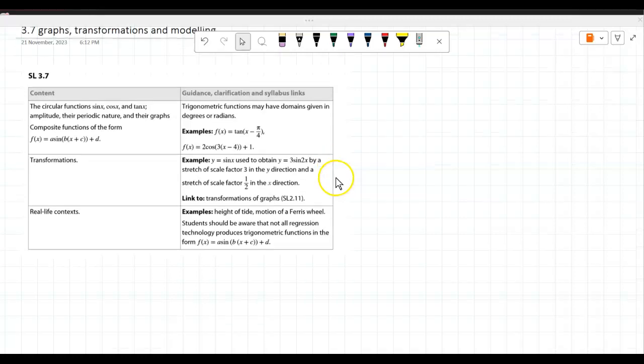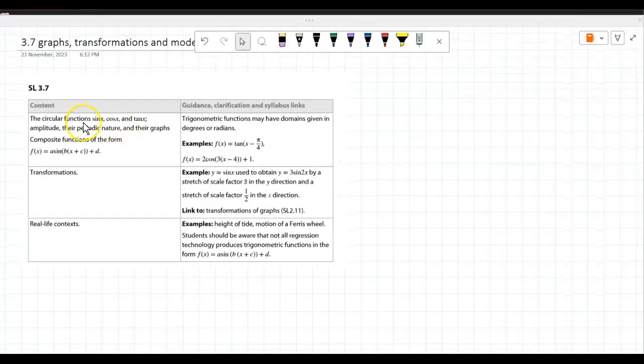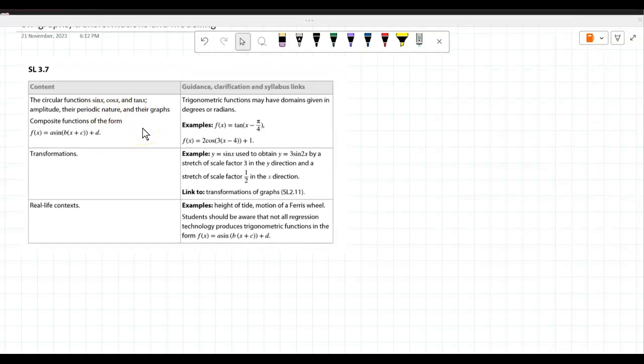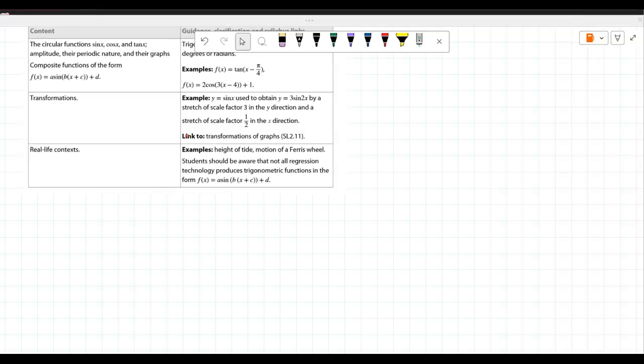Okay. Now in this case, what you need to remember is SL 3.7, the circular functions sin x, cos x, tan x, amplitude, their periodic nature, and their graphs. Now you have to remember this for one domain. Correct? Trig functions may have domain in degrees or radians. So let's look at the sine function. Y is equal to sin x.